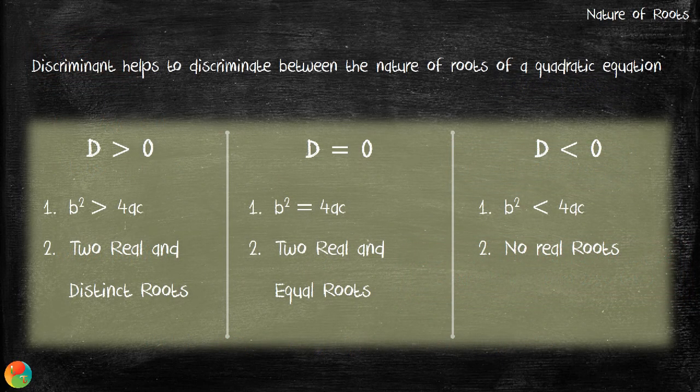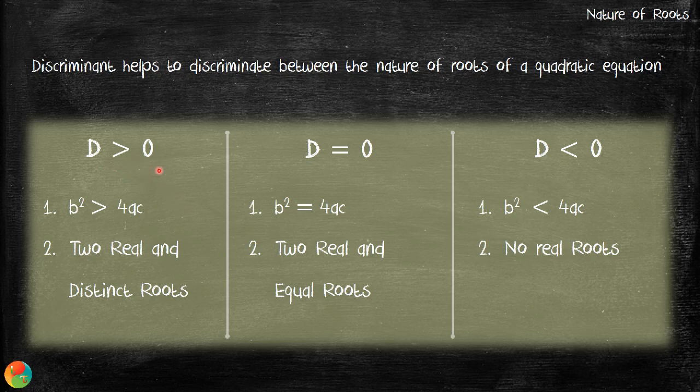So our previous question, why b square minus 4ac is called discriminant? It is called discriminant because discriminant helps to discriminate between the nature of roots of a quadratic equation. In this box, there are three cases. I have illustrated all these three cases and their respective properties.